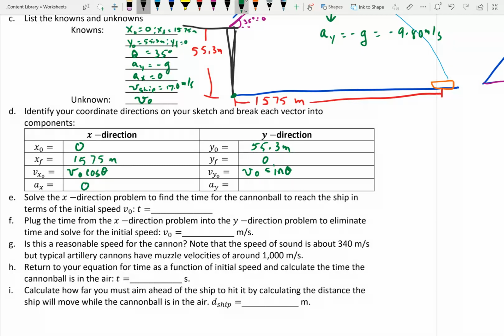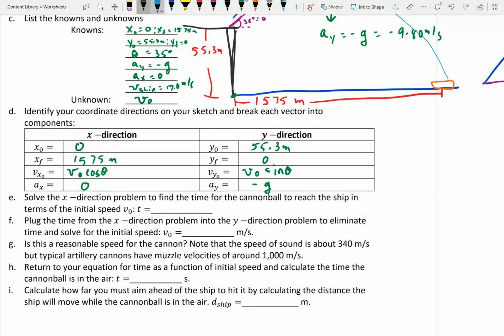AX is 0. AY is minus g. So there's everything broken down. Now, if you look at this, I tell you what to do for the next step, but realistically, on the test, you have to figure this out. So how would you know, hey, let's solve the x direction for time? Time is the variable that ties the vertical and horizontal motions together. So that's why I think about time.